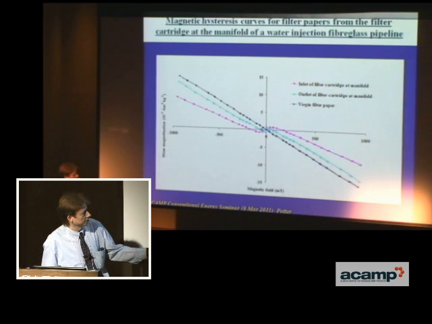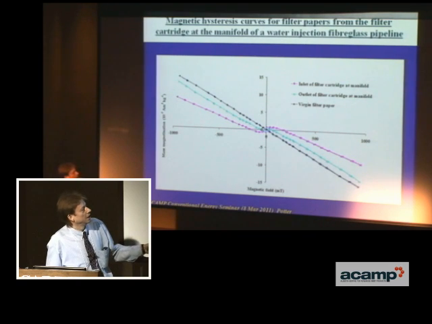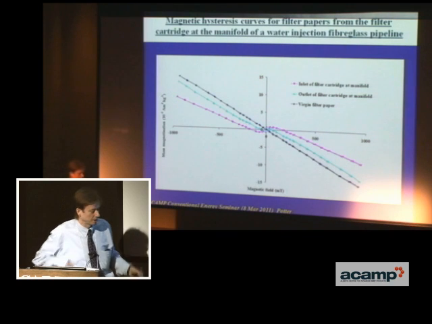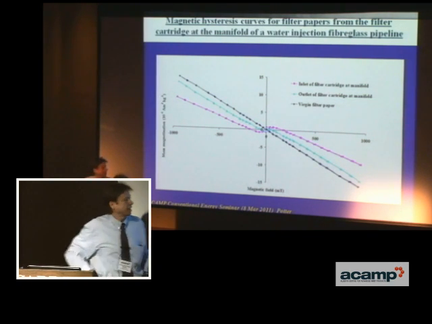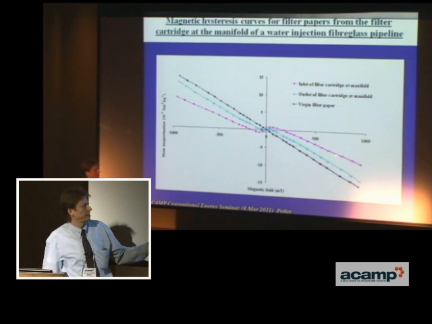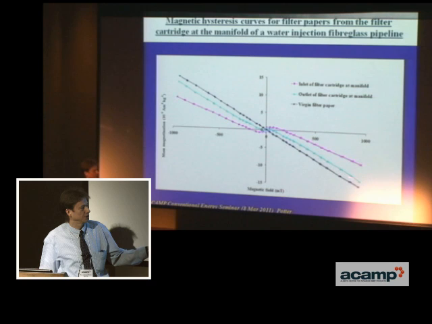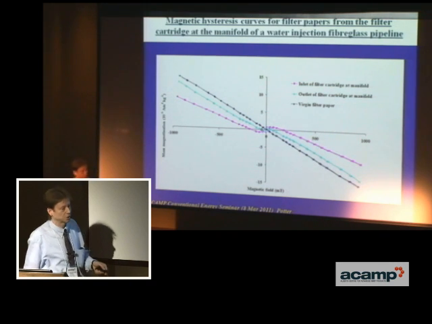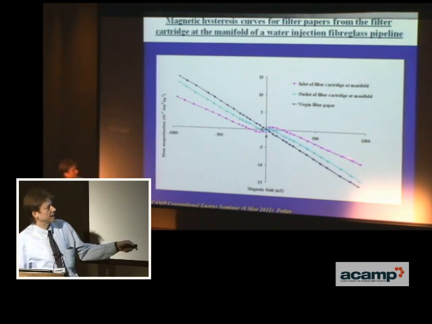The virgin filter paper is this blue curve here, and the other 2 curves are due to the fine particles collected on the filter paper at a filter cartridge. So this curve here is at the inlet end, and this is at the outlet. And you can see that the filter cartridge is pretty efficient. There's a lot fewer particles at the outlet, so the filter cartridge is quite efficient. And we can actually get some idea of the types of particles here.